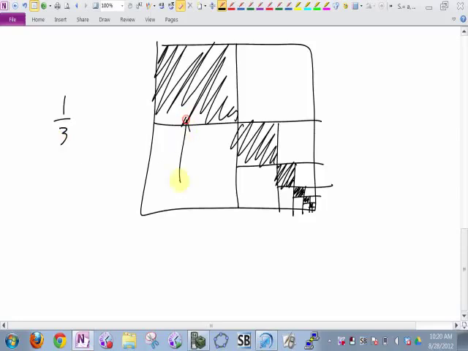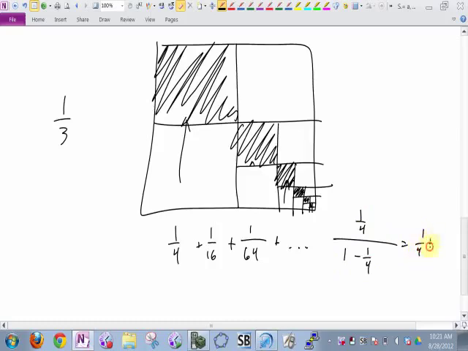Because I think this is actually 1/4, right? And this is a fourth of a fourth, so that's 1/16, and that's a fourth of a fourth of a fourth, so what's 64, and so on and so on. So your first term is 1/4. Your common ratio is 1/4. So you have 1/4 over 1 minus 1/4. 1/4 divided by 3/4 is 1/4 times 4/3, and there's your 1/3. Pretty cool, right? That's an SL geometric series problem.